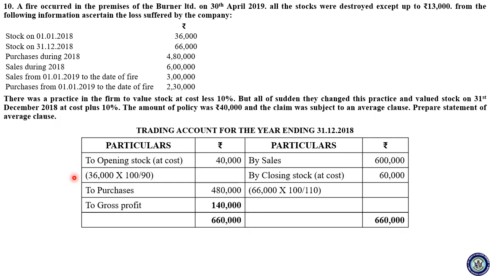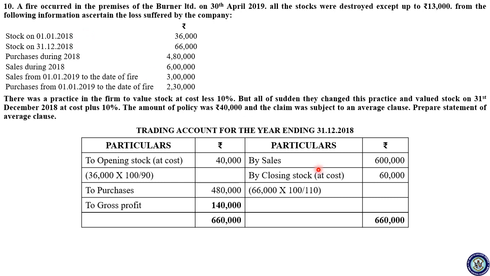Okay, check your answers. Two, opening stock. Here it is 36,000 into 100 divided by 90, because I want the total cost of the stock. It was 90 because they were valuing at cost less 10%, so I want 100. I assume that you are clear with this. If you have any doubt, you can contact me personally. So it comes to 40,000.